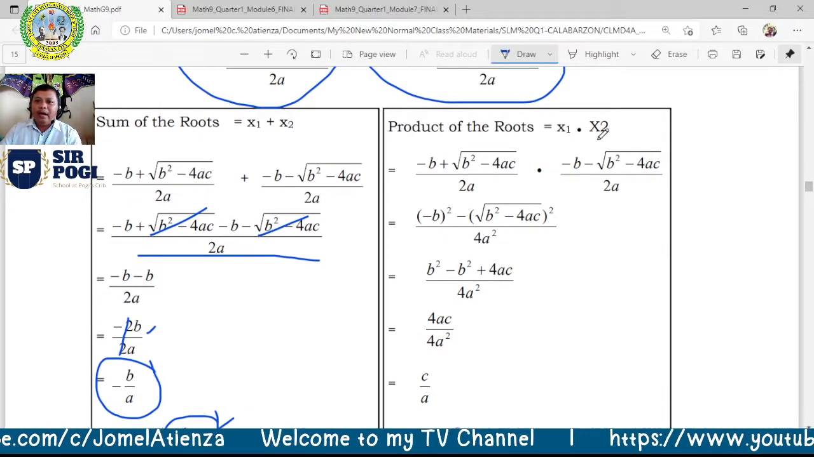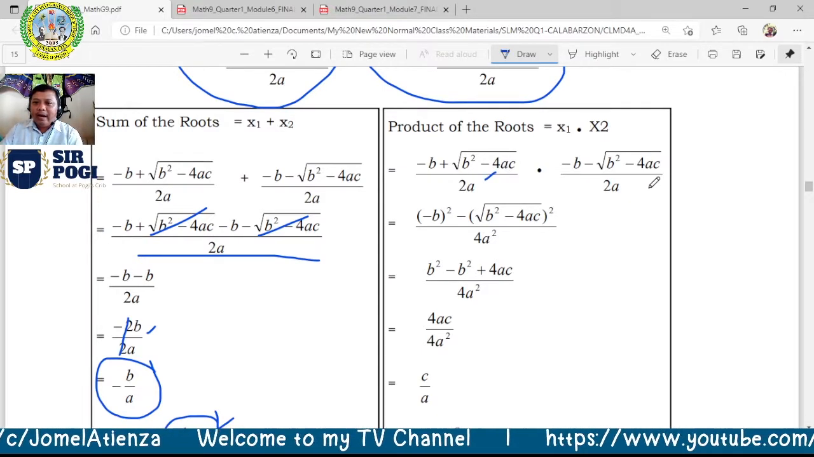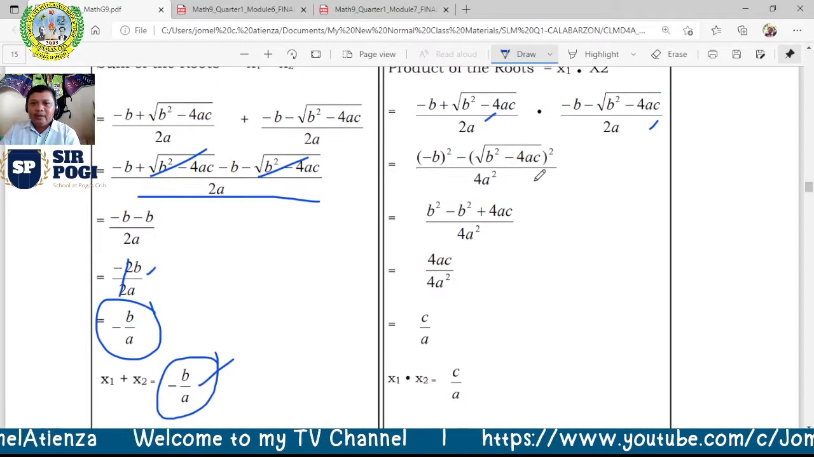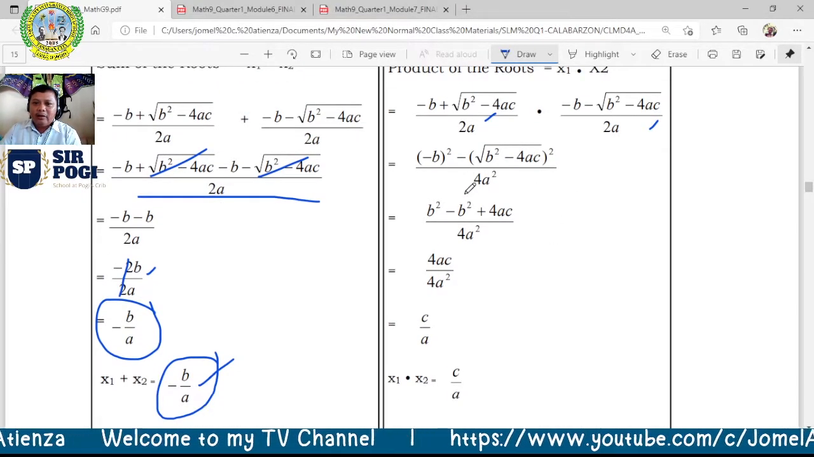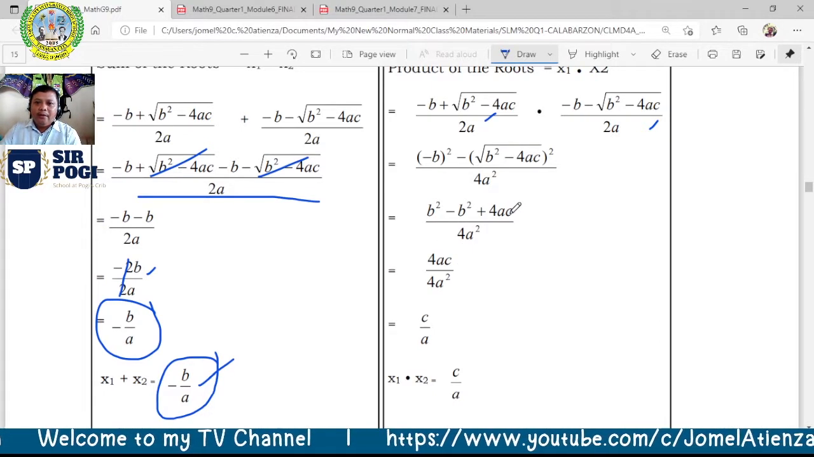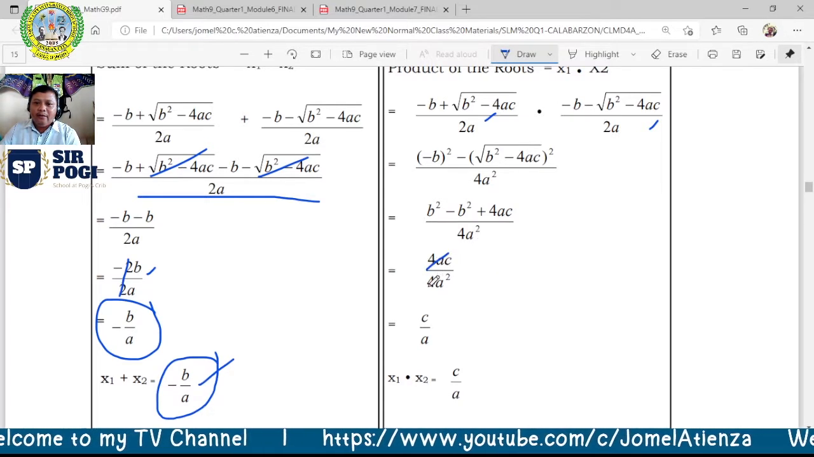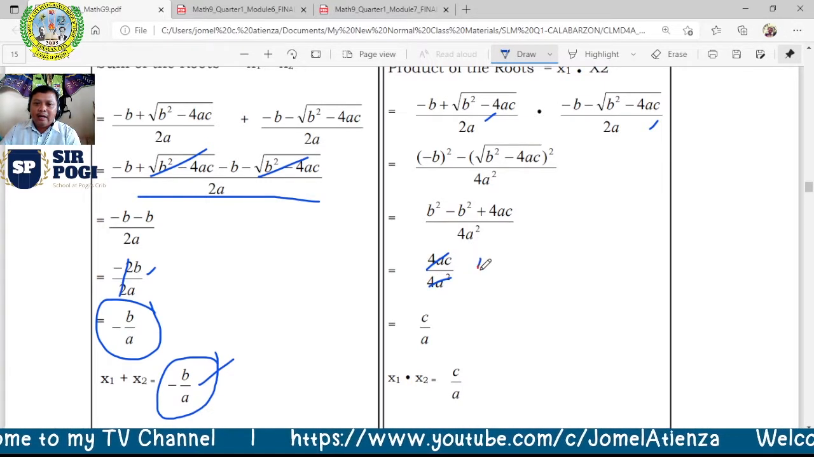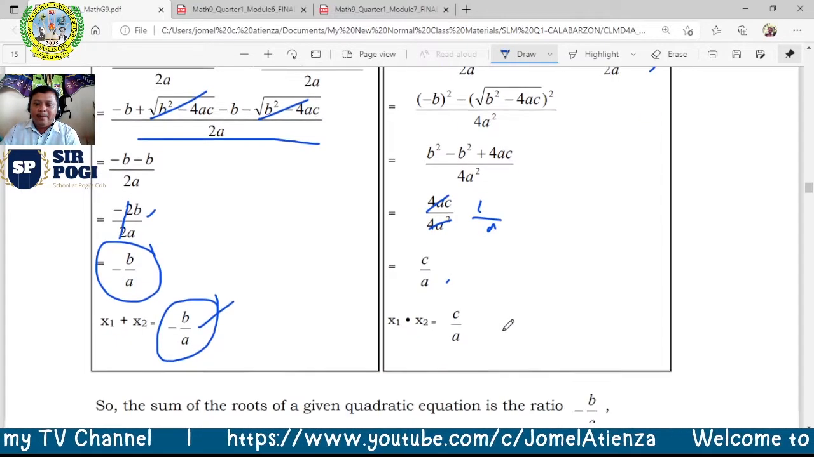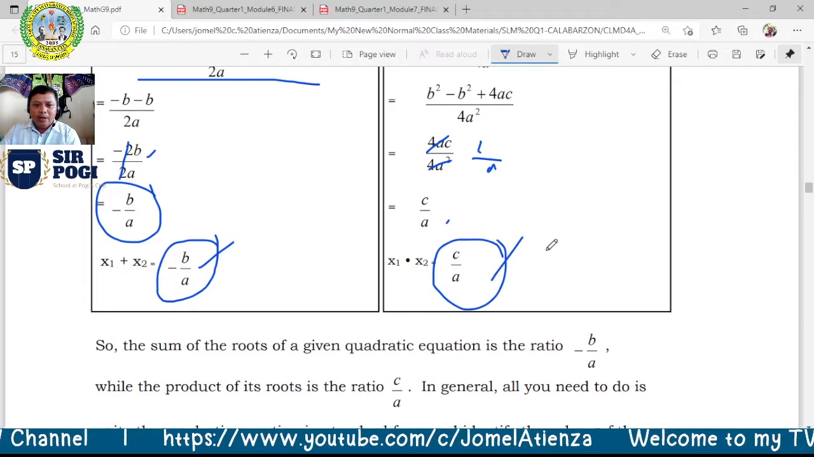How about in the product of the roots? So, x sub 1 times x sub 2. Yung dalawang value ng x, i-multiply natin. So, we come up with this one. Okay? So, na-cancel out na yon. So, therefore, we come up with 4ac over 4a. So, na-cancel yung 4a. Ano na lang natira? C over a. Okay? So, c over a. So, therefore, ito na po yung ating product of the roots.